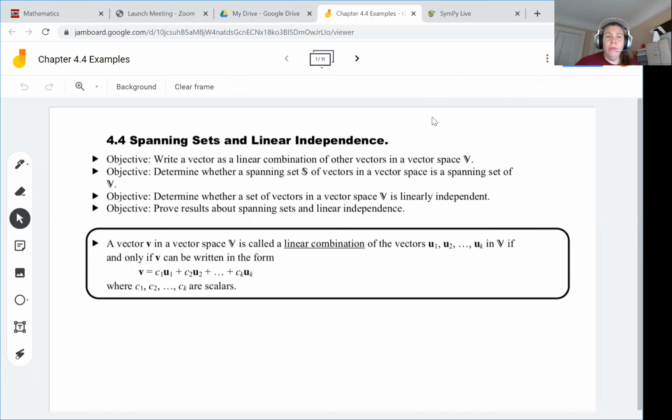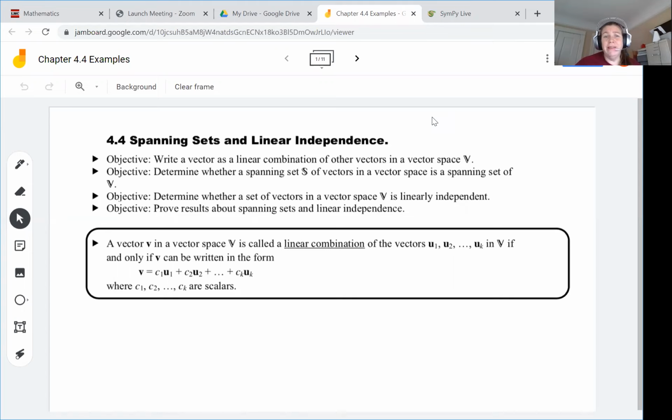In this video, we are going to explore how to write a vector as a linear combination of other vectors in a vector space. This topic is from chapter 4.4, which is about spanning sets and linear independence. Our learning objectives for this video series for section 4.4 also include determining whether a spanning set S of vectors in a vector space is a spanning set of the whole vector space V.